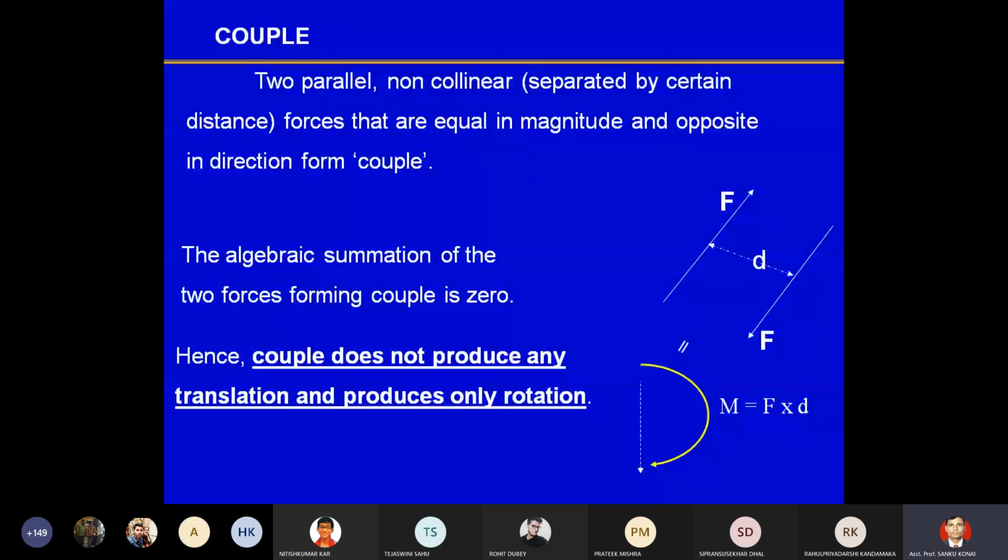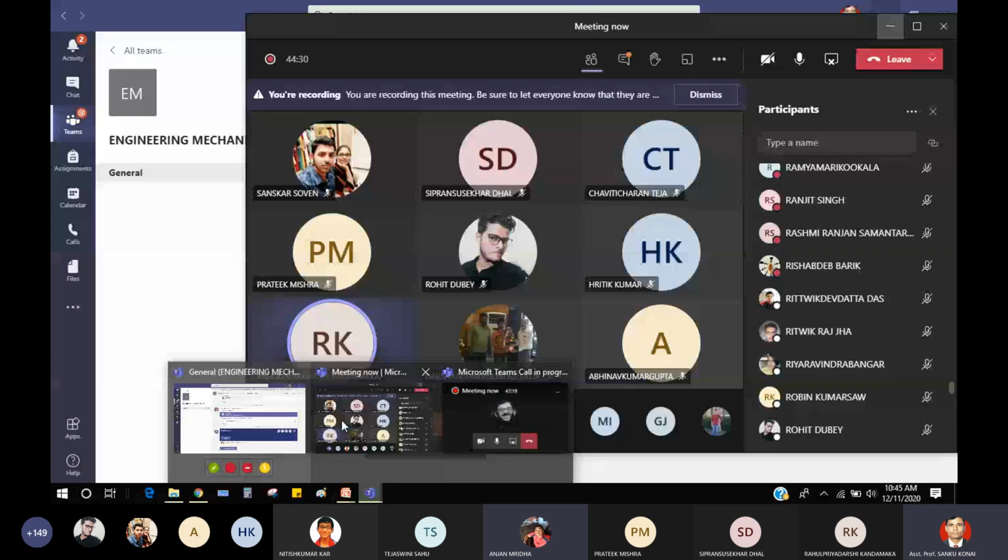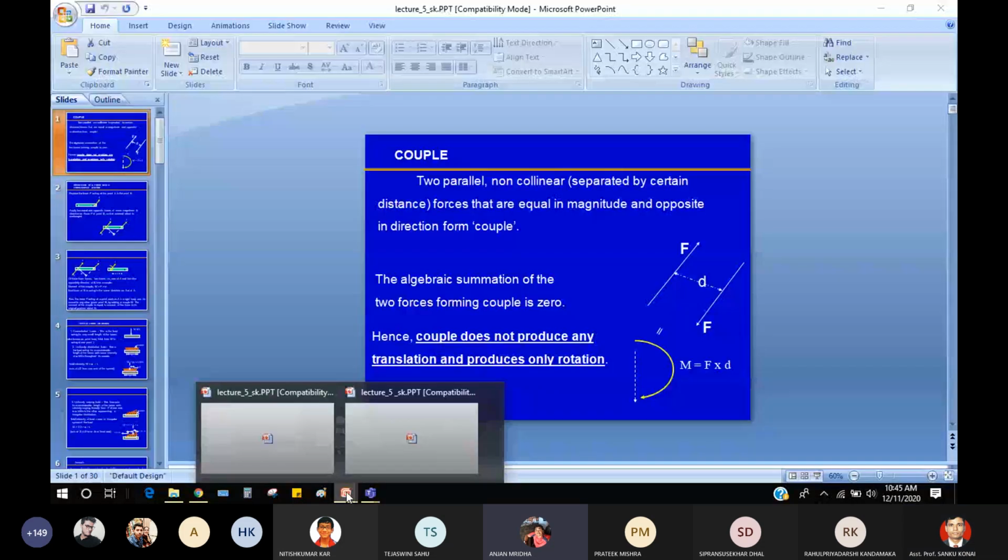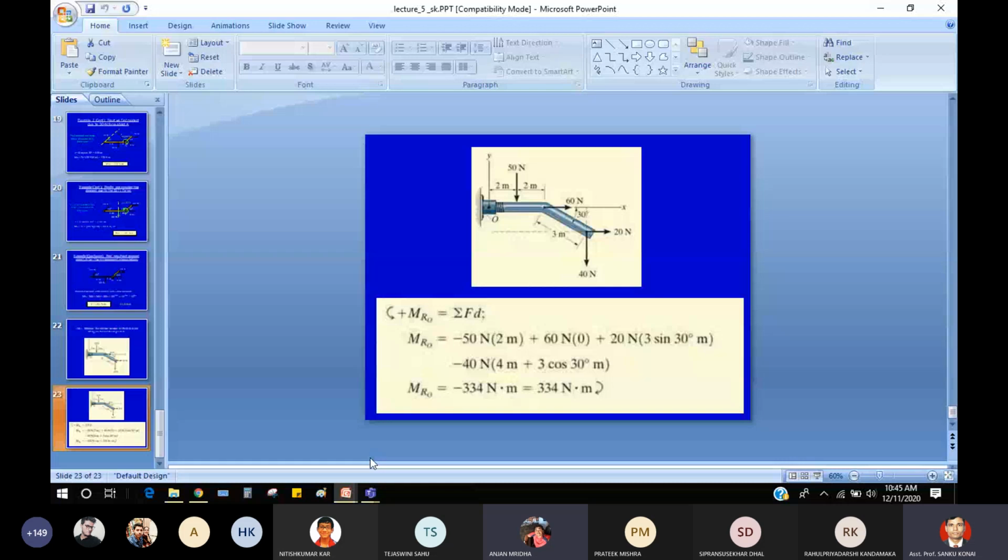Sir, what about the 20 Newton force? You are not listening or what? No, sir, the 20 Newton force was only calculated for the 3 meter. It was not for the O point also. That's why I'm asking, what is the perpendicular distance from O to the 20 Newton force? What is the distance? Tell me. 0.